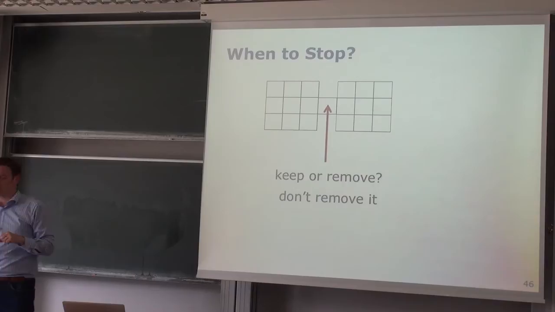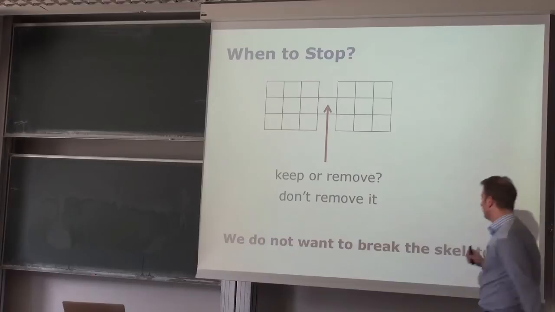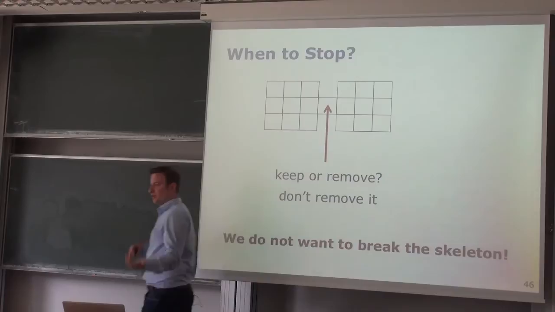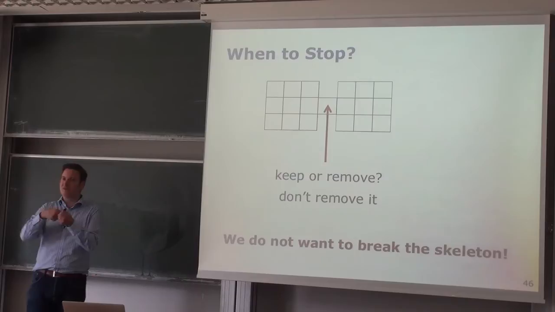Because the important thing is we will never want to break the component, because breaking the component would mean we would break up the skeleton and end up with having two skeletons, which is not what we want, right? So if you peel a fruit, you never want to peel it so that the fruit breaks into two parts.